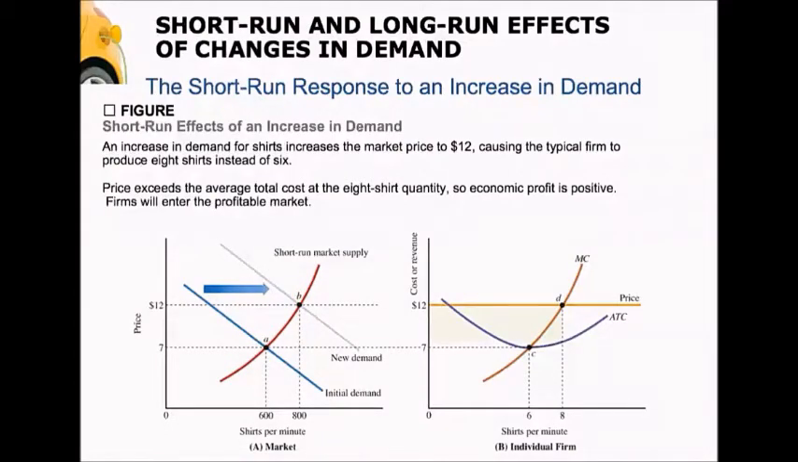But at this new price, the firm is earning an economic profit. The difference between price and average total cost times the quantity gives you an economic profit, which is equal to the area of this green shaded rectangle.